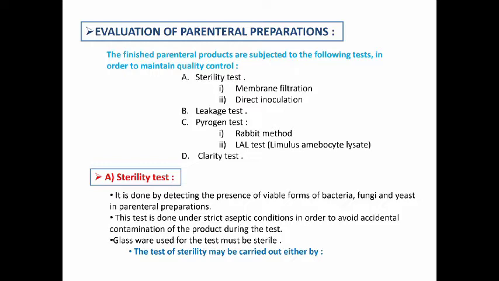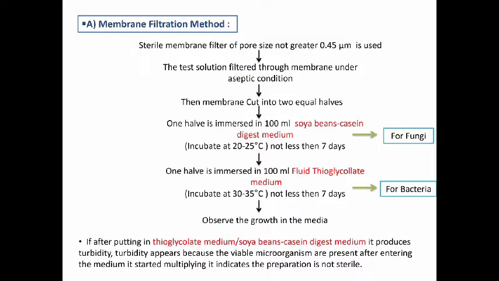It is done by detecting the presence of viable forms of bacteria, fungi and yeast in parenteral preparations. The test is done under aseptic condition in order to avoid accidental contamination of the product during the test. Glassware used for the test must be sterile. The test of sterility may be carried out by membrane filtration method. The pore size of membrane filter is not greater than 0.45 micrometer. Then the test solution is filtered through the membrane under aseptic condition. Membrane filter is cut into two equal halves.